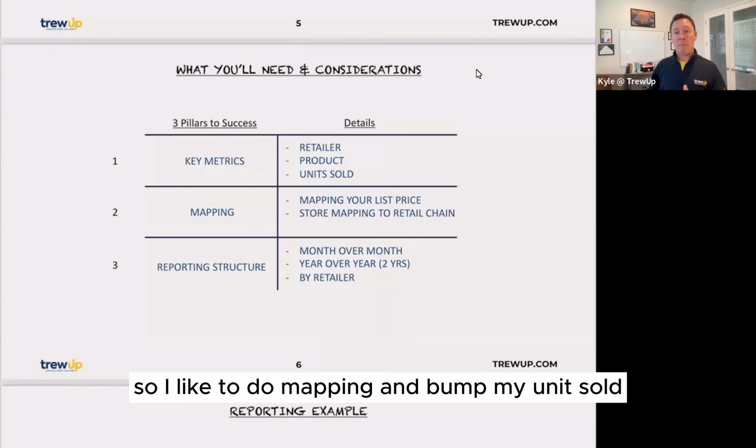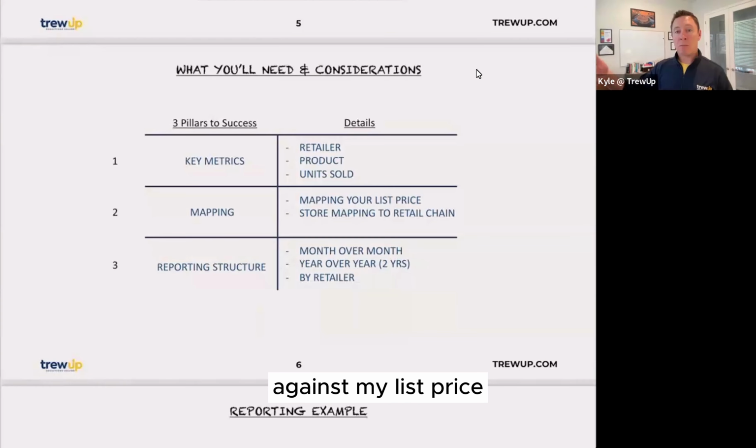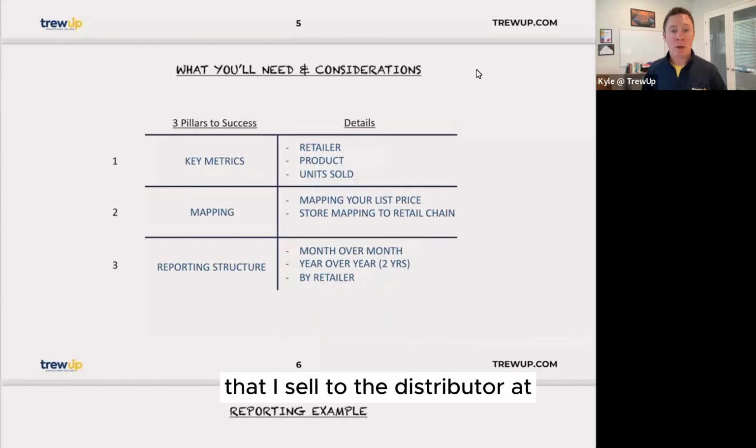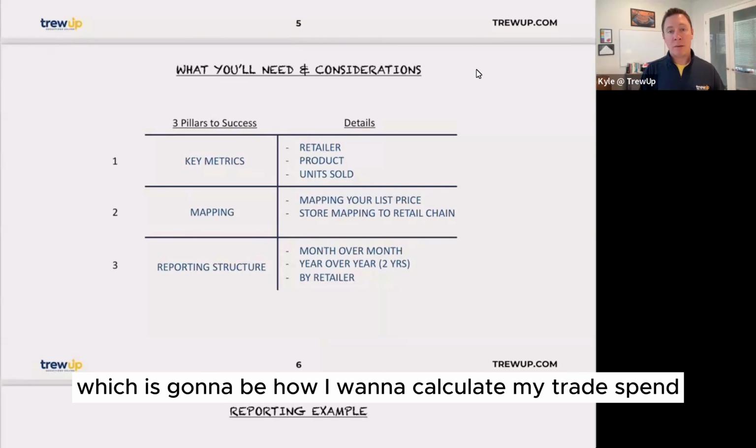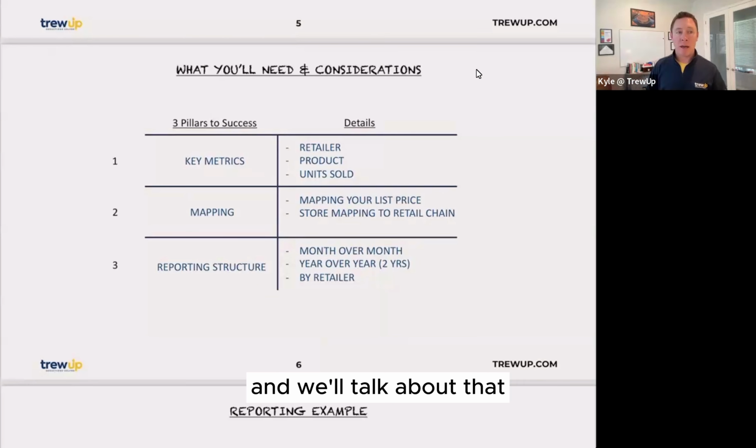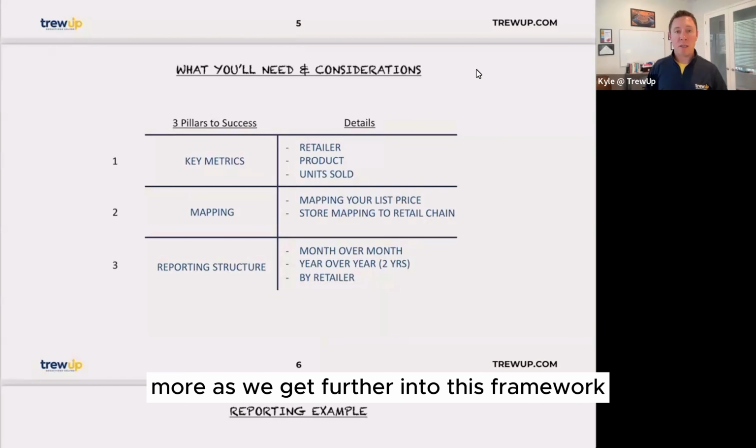So I like to do mapping and bump my units sold against the list price that I sell to the distributor at. And that'll get me the data, the sales at my cost, which is going to be how I want to calculate my trade spend. And we'll talk about that more as we get further into this framework.